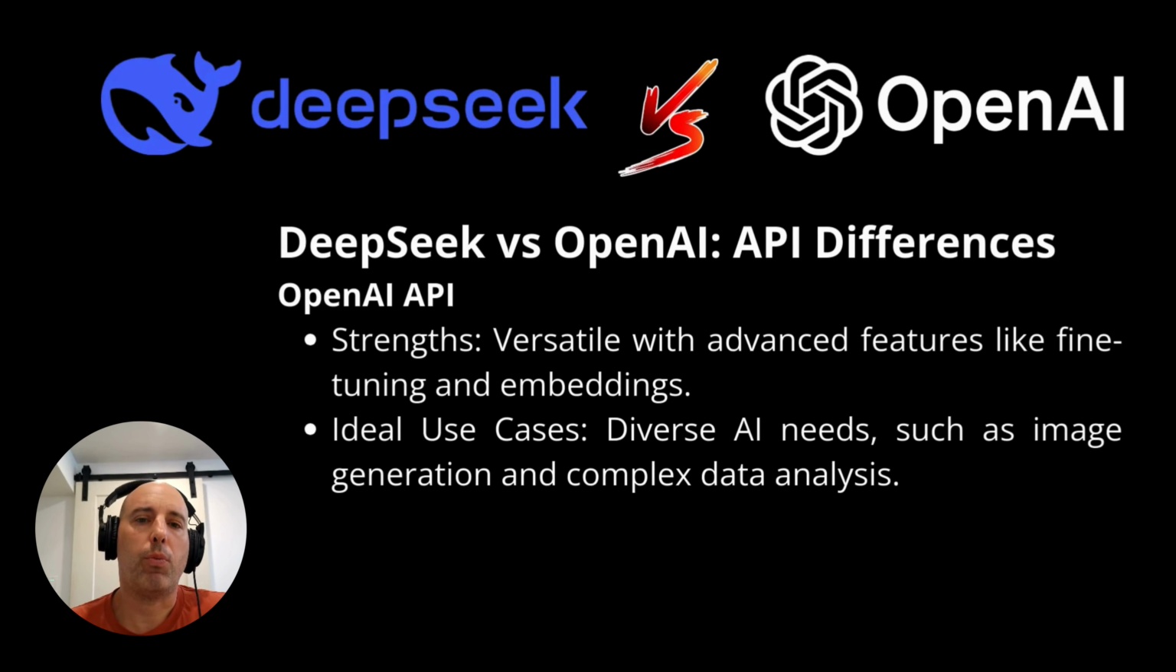And if you're wondering where you might want to use the OpenAI API in comparison, even though it's much more costly, this is again directly from ChatGPT. They said DeepSeek would be amazing at math and other reasoning. And it says the strengths of the OpenAI API are how versatile it is and the advanced features, as mentioned, like fine-tuning and embeddings. And the ideal use cases are diverse AI needs, such as AI image generation and complex data analysis.